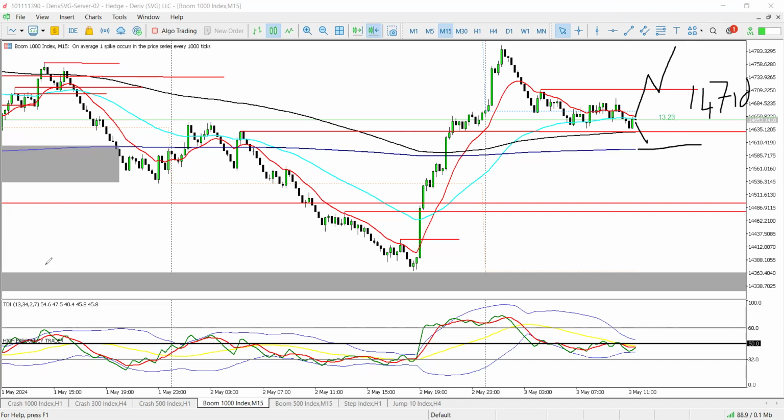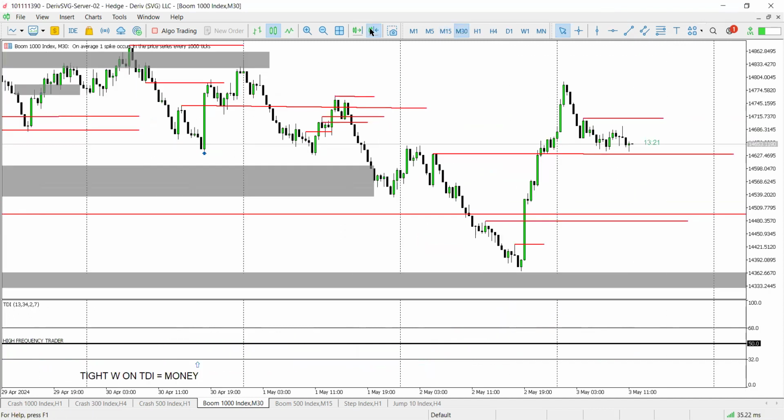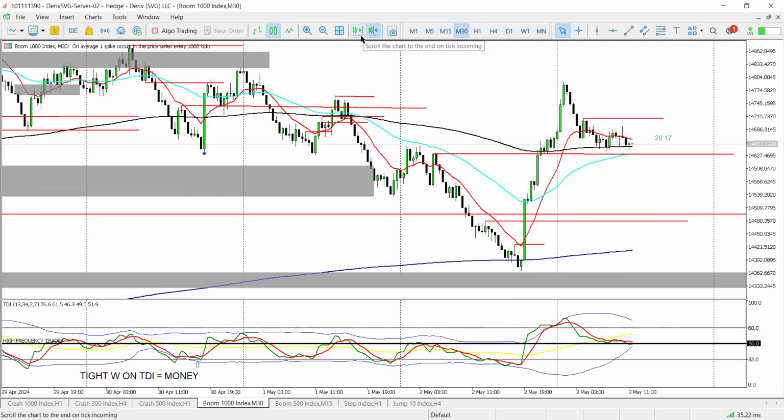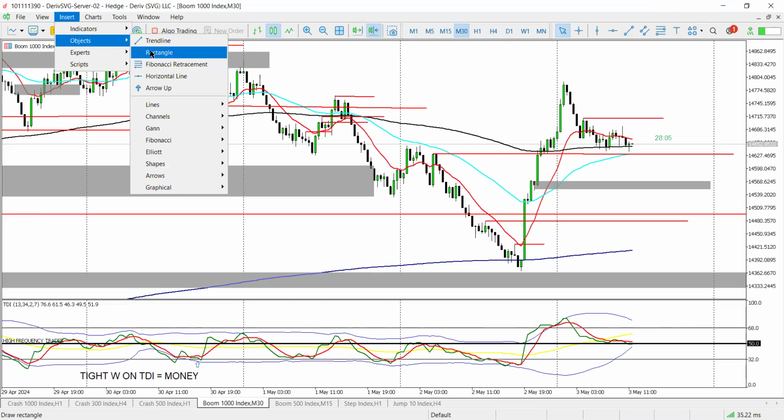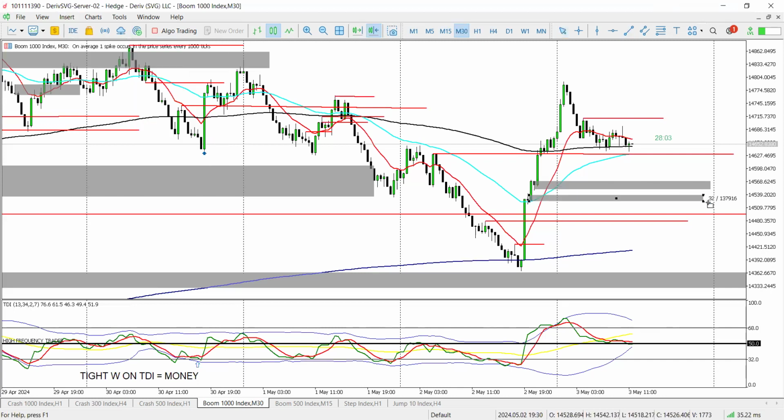Or let me just check if M30 has got like an order block or something we can use. Okay, the ones I see are a bit low, but the thing is, with synthetics, price can still come into this OB here. They can still get into this OB here.